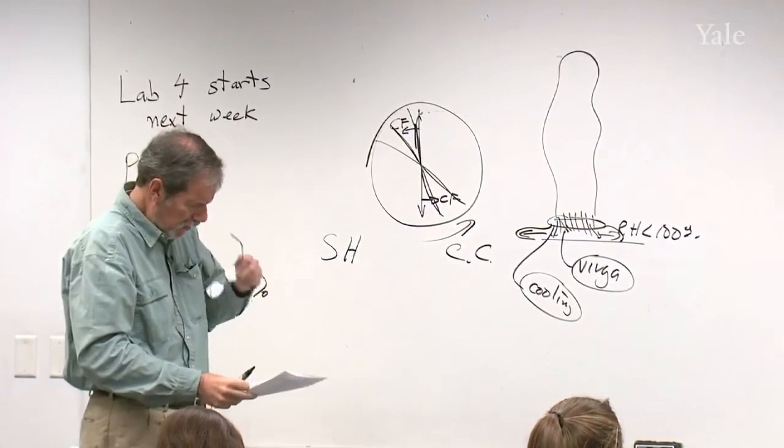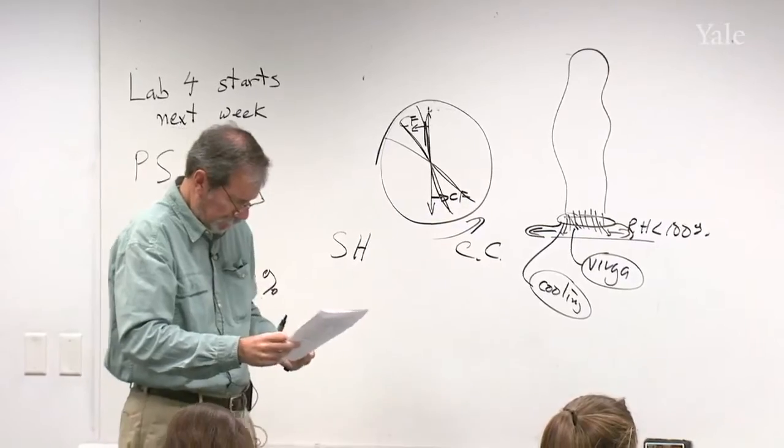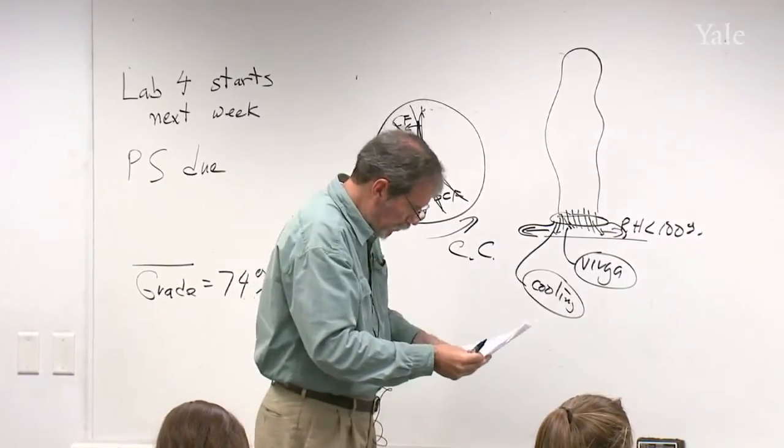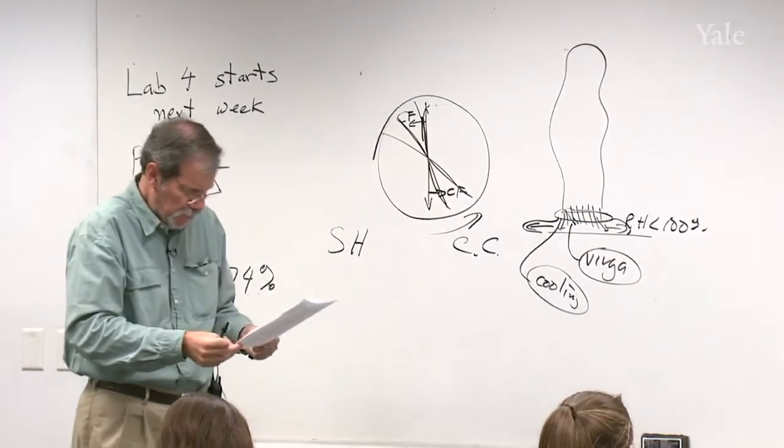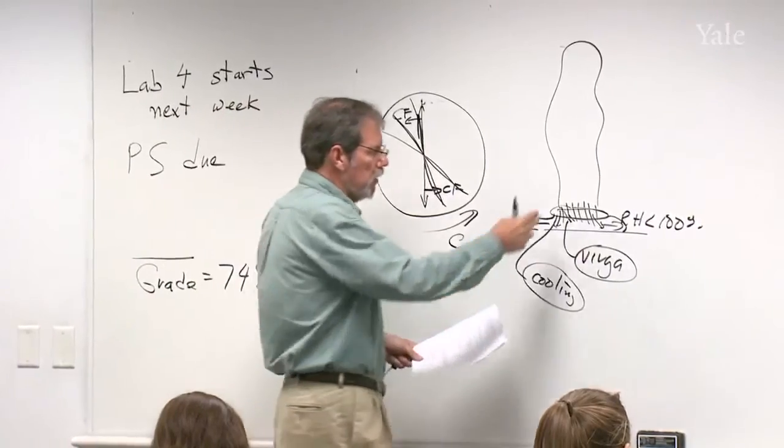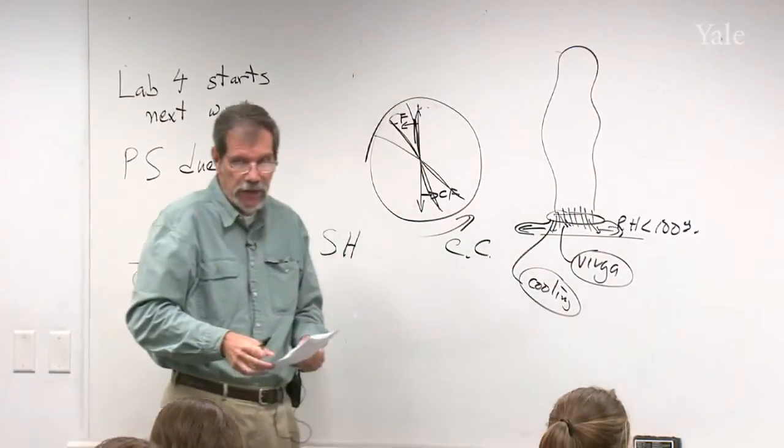So the basic idea here is that evaporation of raindrops below the cloud base cools the air, makes it sink and spread out. So that's the idea behind it.